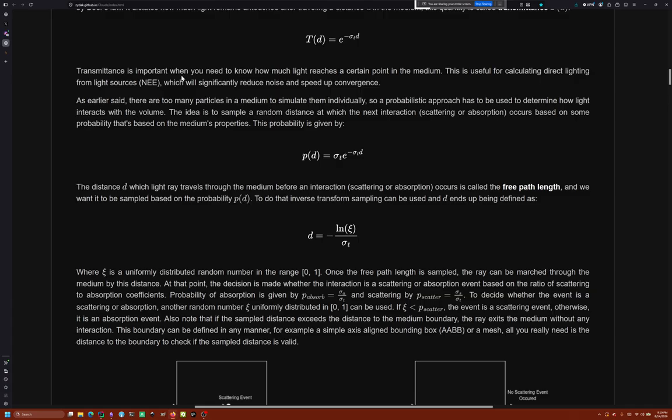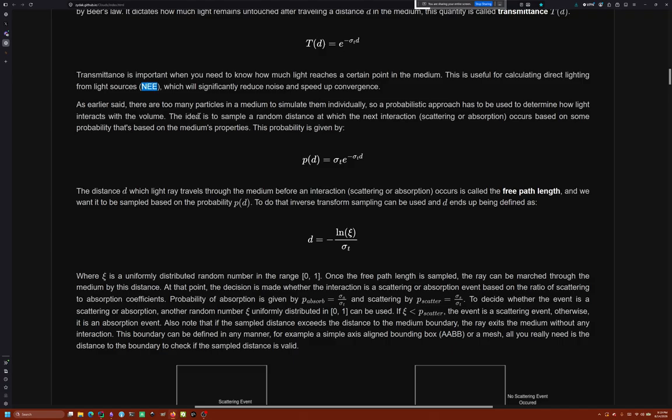Just nitpicky, I think it stands for next event estimator, but anyway. Right. Yeah, for the direct lighting stuff, yeah. Yeah, next event, or nearest event, something.